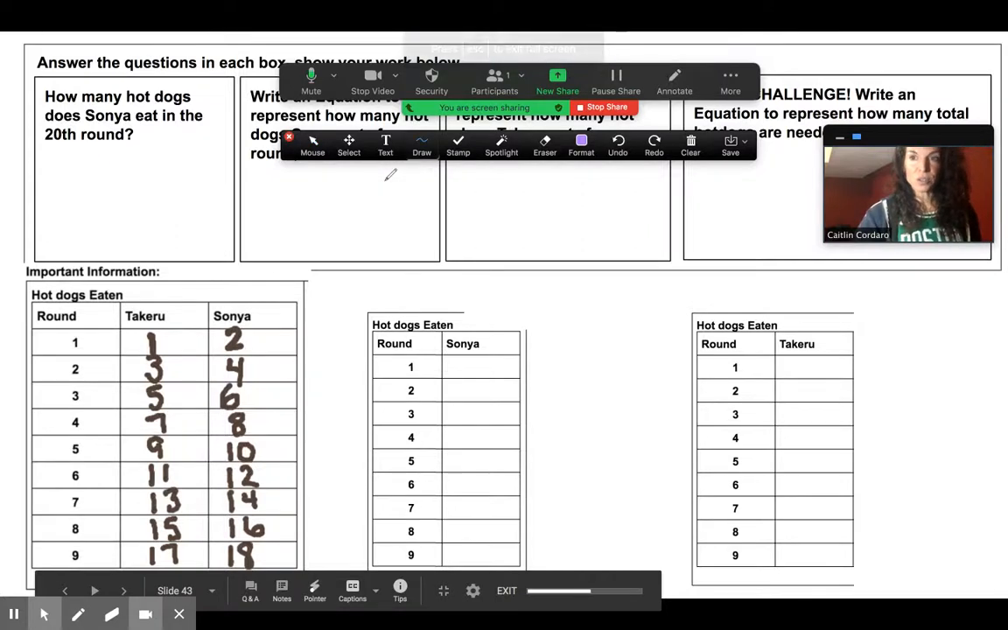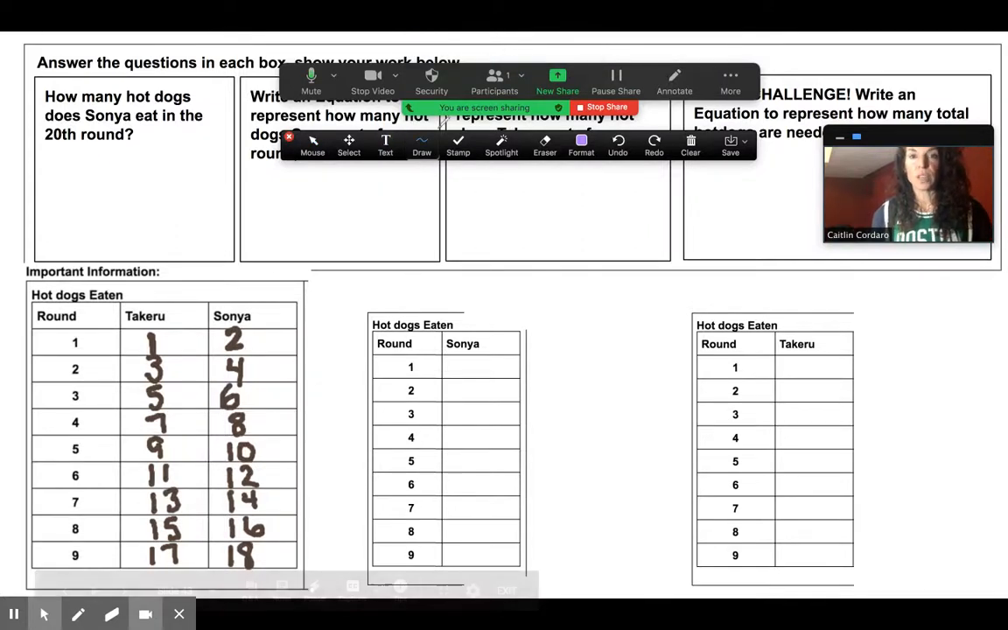Okay, so we just used a table to think about the relationship between the round and how many hot dogs Sonia ate. Our table looks like this. For round 1, she ate 2. Round 2, she ate 4. Round 3, she ate 6. Round 4, she ate 8. Round 5, she ate 10. Round 6, she ate 12.